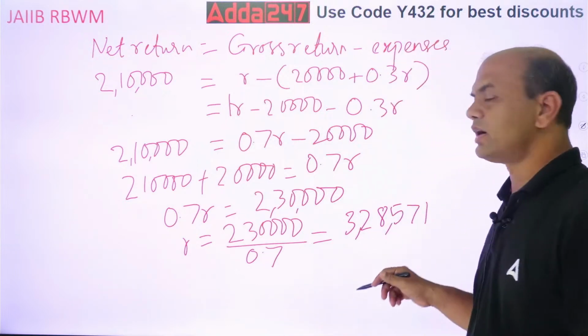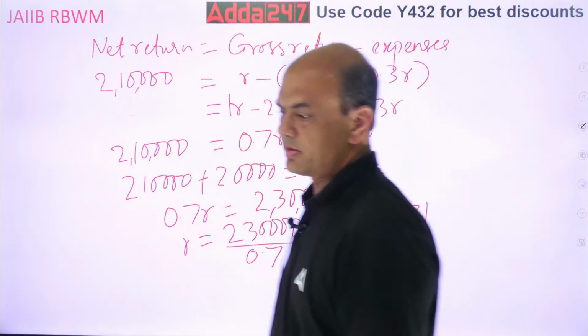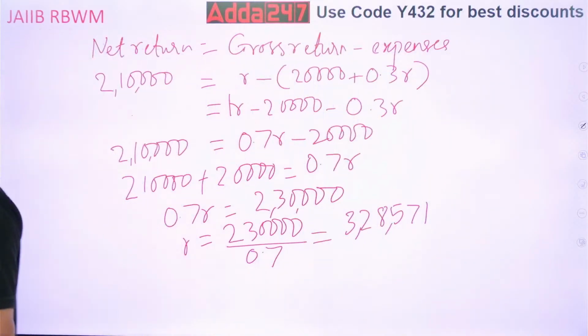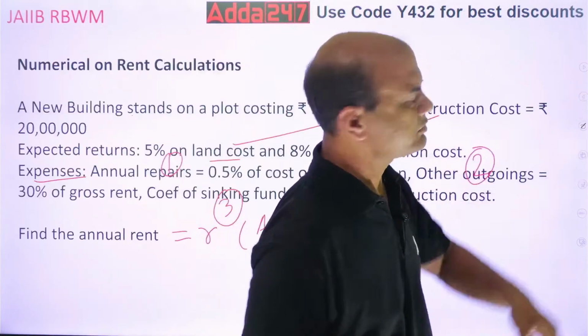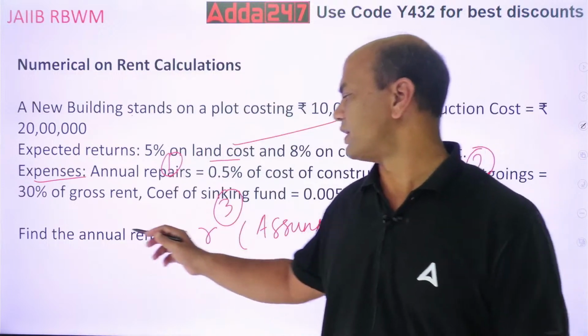This is what you want as the annual rent. Pay attention, this is not the monthly rent. This is the annual rent what you want. So if this is the annual rent, this is the answer. In fact, the question is the same: find out the annual rent.